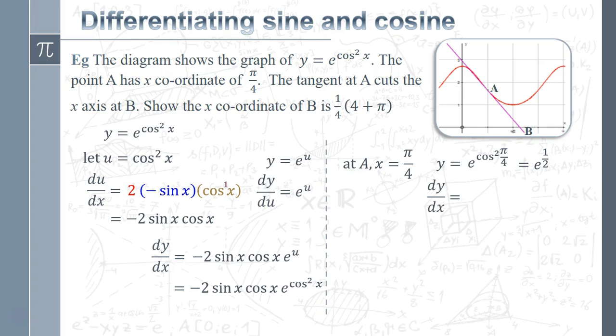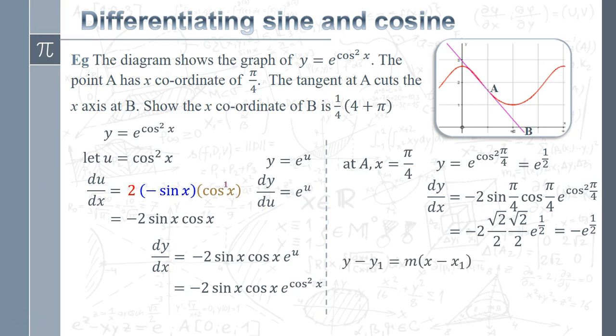Gradient function, dy dx, here's our function down here, so let's put pi over 4 into there. There it goes. Sine pi over 4 is 1 over root 2. Cos pi over 4, 1 over root 2 as well. So, well, 1 over root 2 is the same as root 2 over 2. So that's what we end up with. And you can see we've got minus 2, root 2, root 2, so those bits there times together to make 2. So all of that cancels out quite neatly. And what do you know, we end up with our gradient is minus e to the power half.